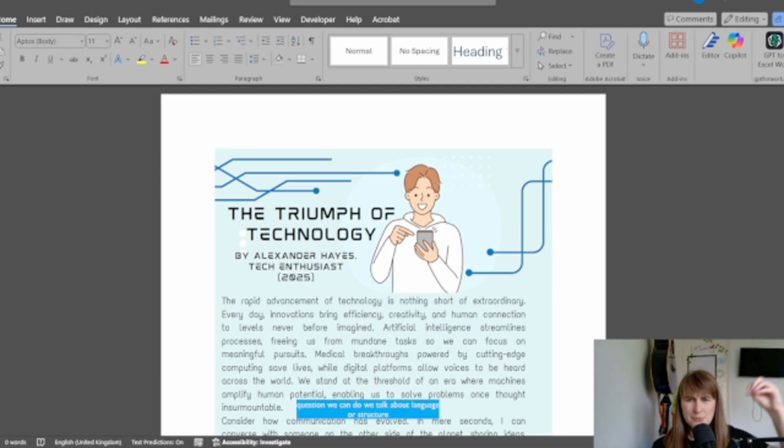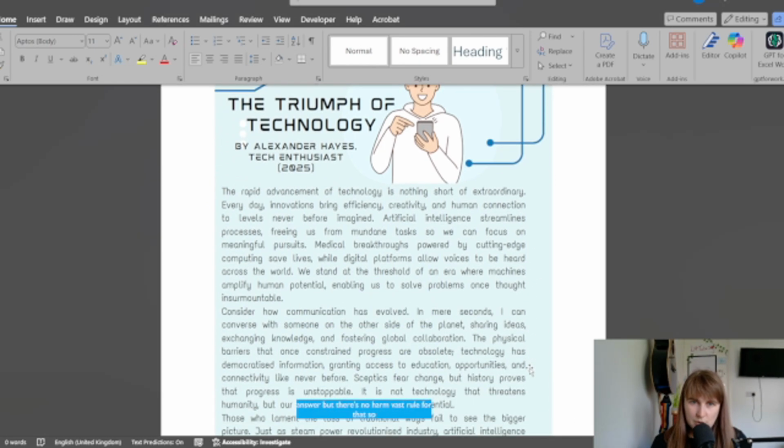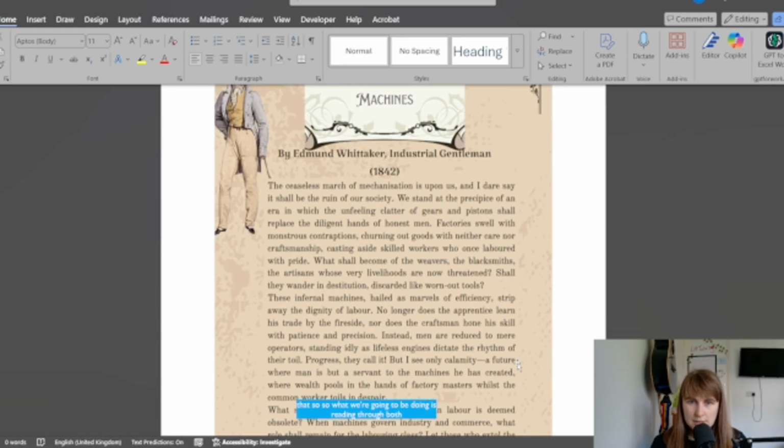I think naturally most people talk about language more often because it's something we do in school. I think more often it's what we're most used to, and structure can feel a little bit more vague, but either is absolutely fine within this question. We ideally want to be talking about both at some point in the answer, but there's no hard and fast rule for that. So what we're going to be doing is reading through both texts and discussing their viewpoints.